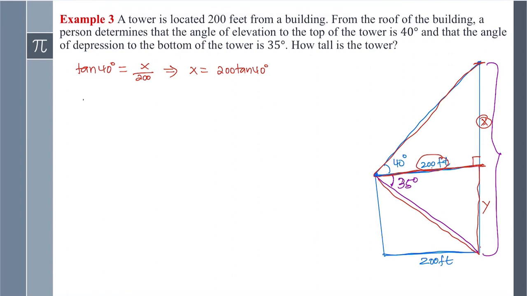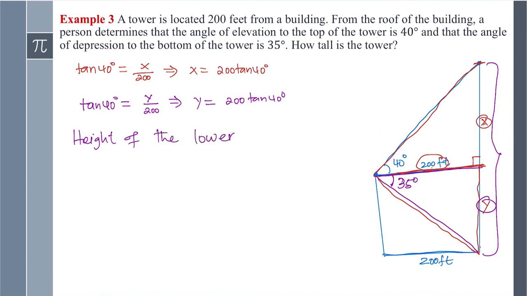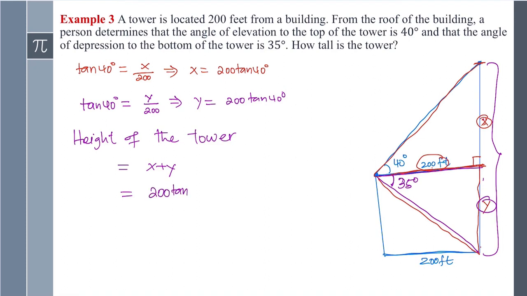Using the bottom triangle, again, this is opposite, this is adjacent, so we can use tangent 40 degrees equals, again, opposite over adjacent. Or if we multiply by 200, we get y equals 200 tangent 40 degrees. Now the height of the tower is given by x plus y, this height plus that height. So now x plus y is, x is 200 tangent of 40 degrees plus y is 200.